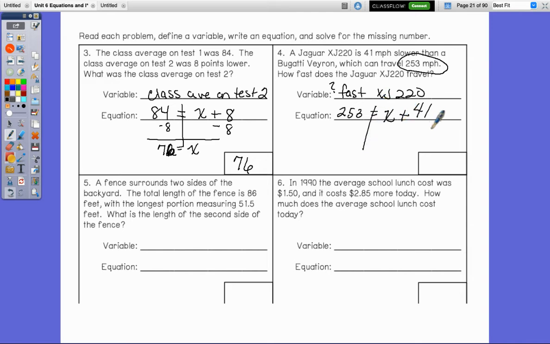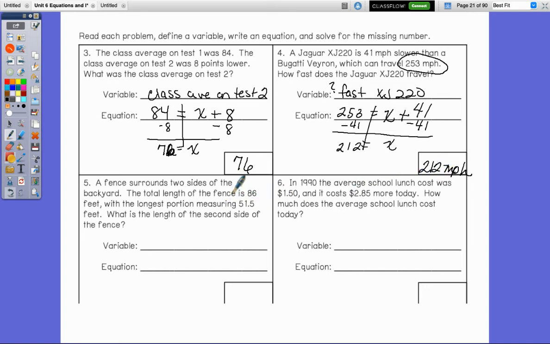How do I solve that? I'm going to subtract 41 from both sides, and I get x equals 212 miles per hour.